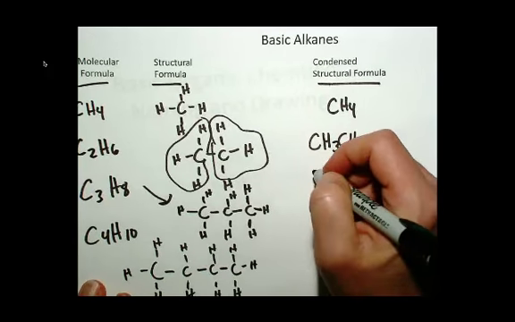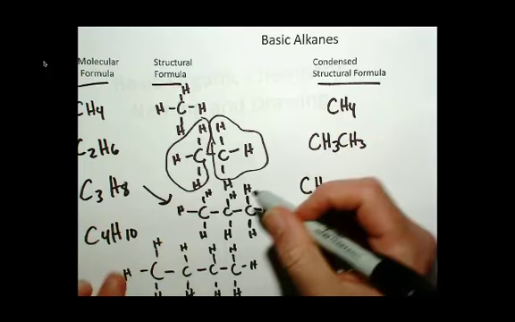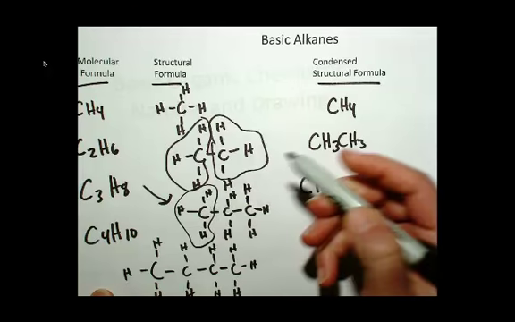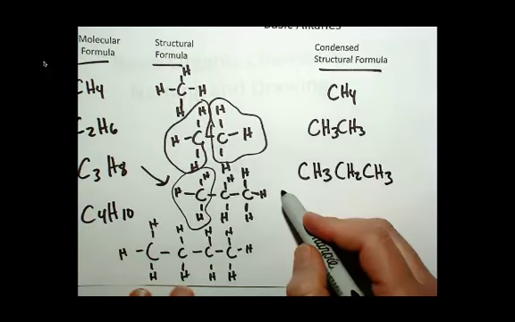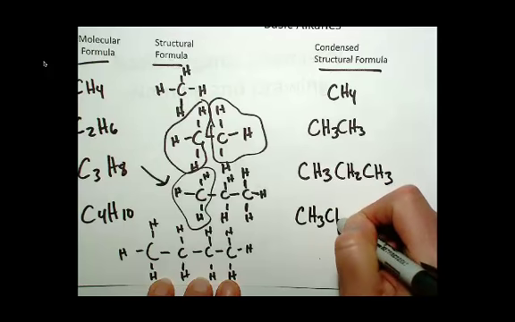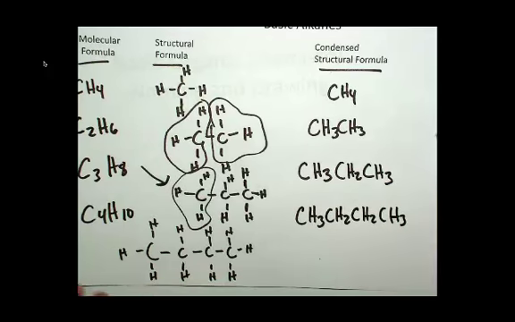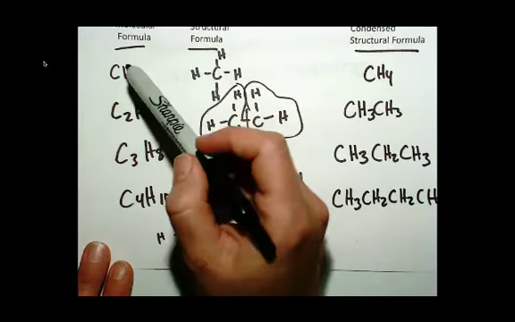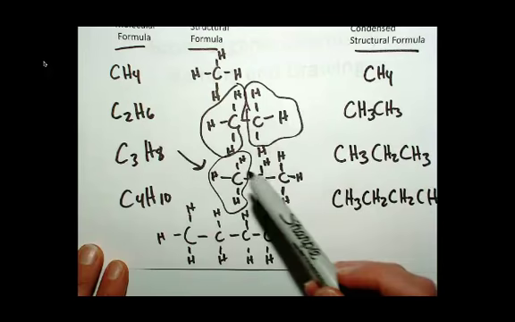For the condensed structural formula for propane, because the end carbon has 3 hydrogens, the middle one has 2 hydrogens, and then the last one has 3 hydrogens, it would be written CH3, CH2, CH3. And this is when you want to show what's connected to what. And then for butane, it's just CH3, CH2, CH2, CH3. All right? So that's different. The condensed structural formula is different than the molecular formula. It's sort of a hybrid in between the structural and the molecular formula.